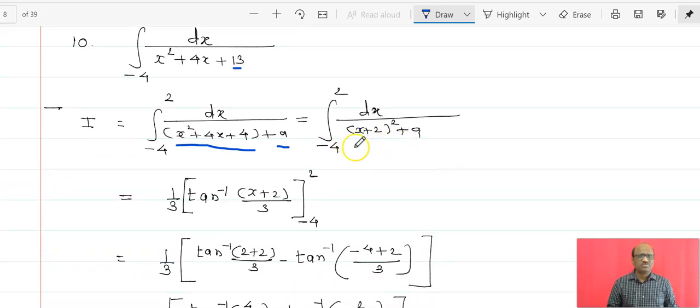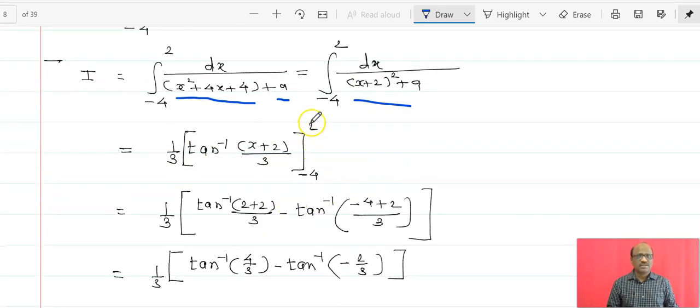Therefore now the integral of this is of the tan inverse form. That is 1 upon a tan inverse of x plus 3 upon 3, that is 1 by 3. Lower limit is minus 4, upper limit is 2. Now again substitute upper limit minus lower limit. Here it is a square, 1 by a tan inverse of x upon a. What is x here? x plus 2. a means 3. Now substitute x is equal to 2.